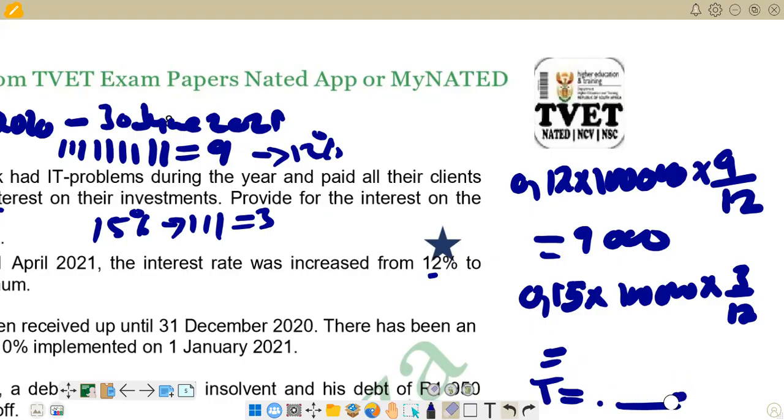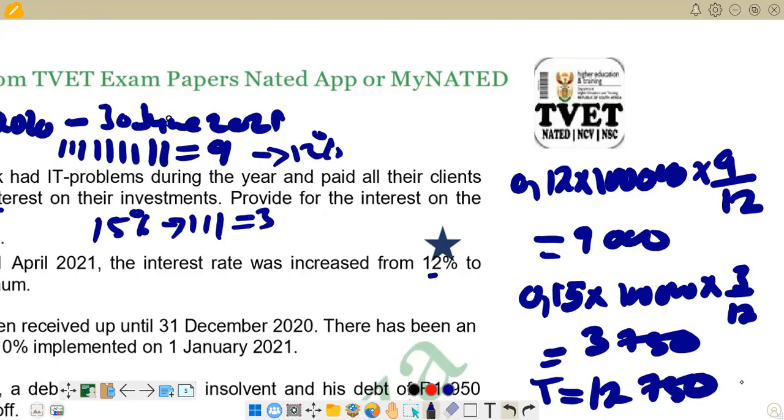We can recalculate that one. It says 0.15. Remember, it was 15% for the 3 months, times 100,000. Then we now multiply by 3 over 12. Then we are going to get 3,750. So now when you add 9,000 and 3,750 to get the total interest for the year, you get 12,750 here. So that's the figure that we have for the total for that year.